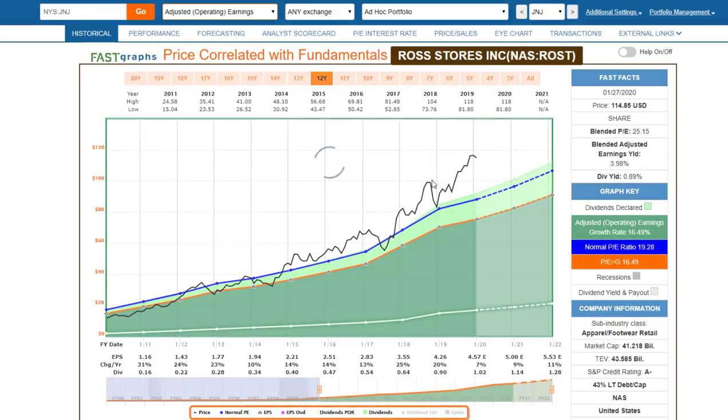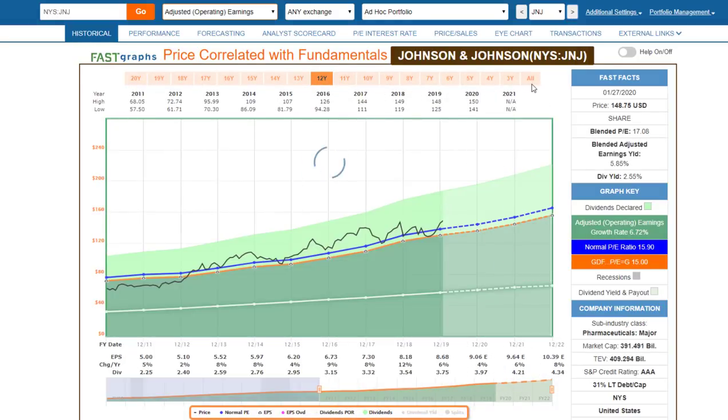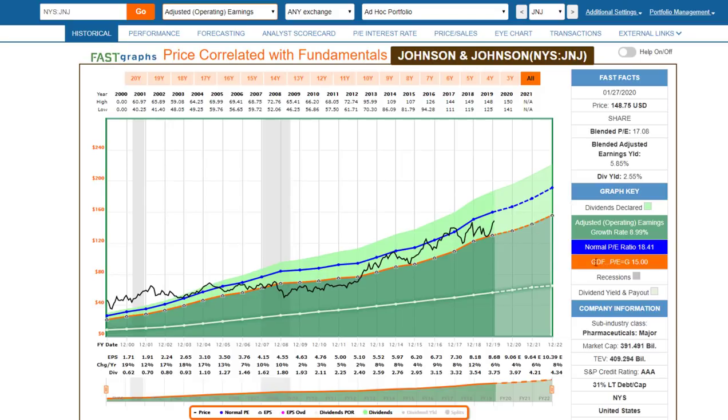Now, if I go a little further down, since I just introduced the Graham-Dodd formula and the P equals growth rate extrapolated formula, let's move on to Johnson & Johnson and look at it from the standpoint of the formula. Because the growth rate is above 5, it's 8.99% over this particular time frame, and I'm using a normal PE of 18.41 because I've got some high PEs here, some low PEs here. So this isn't a great fit, but it is the best fit over this time frame. But I'm now utilizing that 15 PE.